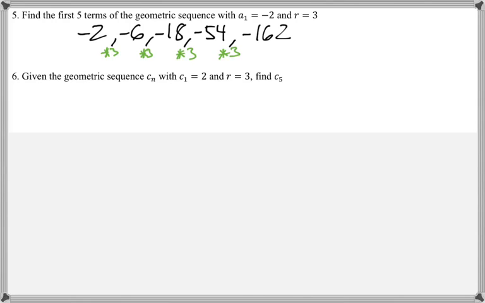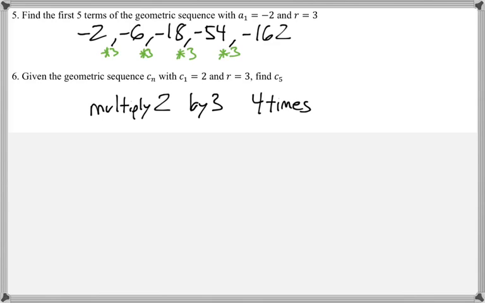Okay, number 6 says, given the geometric sequence with the first term equal to 2 and the common ratio 3, find the fifth term. Okay, so what I need to do is I need to multiply 2, which is our first term, by 3, which is our common ratio, and I need to do it 4 times.